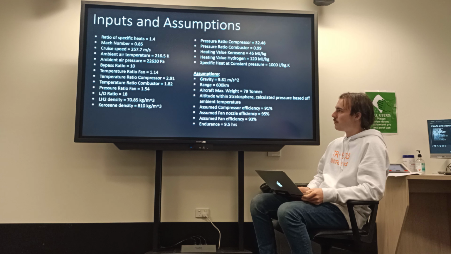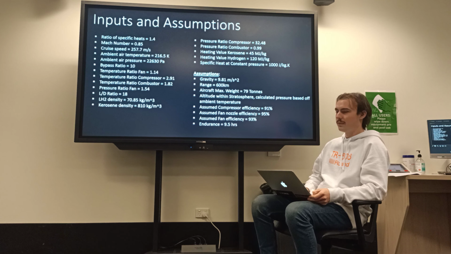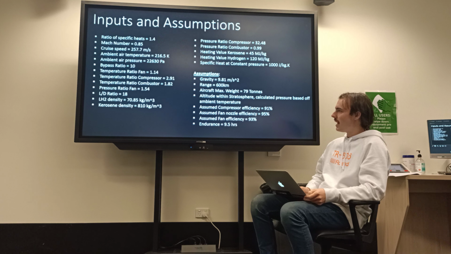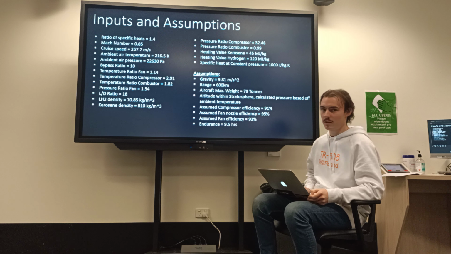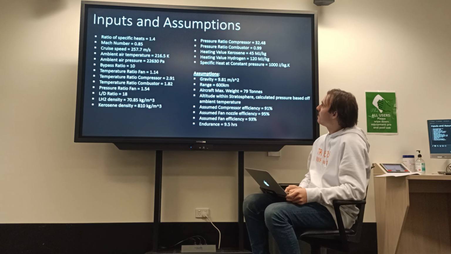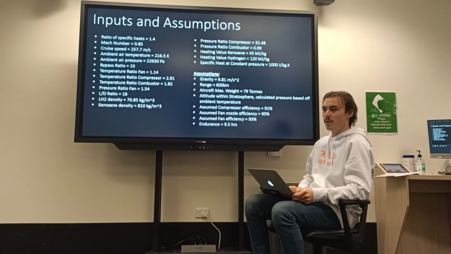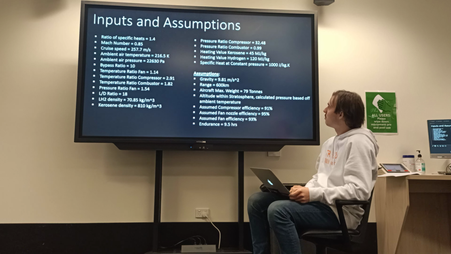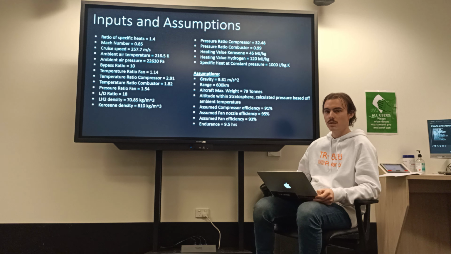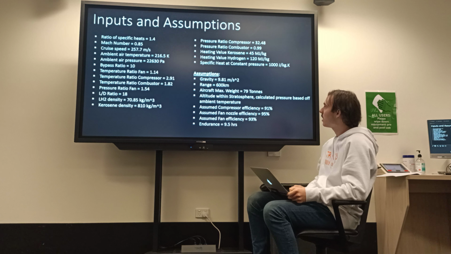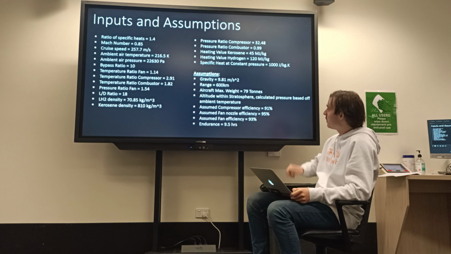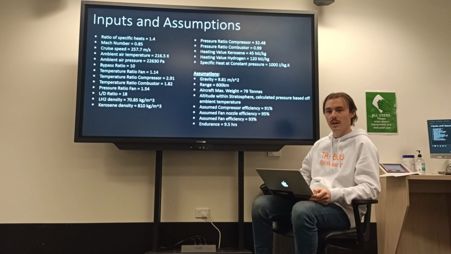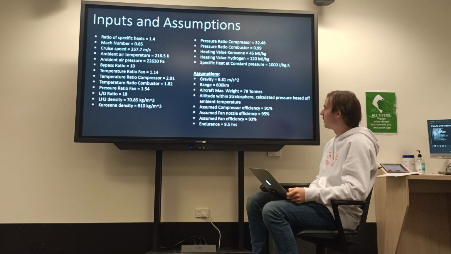The pressure ratio for the fan is 1.54, lift to drag ratio is 18, LH2 density is 70.85 kilograms per cubic meter, the kerosene density is 810 kilograms per cubic meter, the pressure ratio for the compressor is 32.48, and for the combustor is 0.99. Heating value for kerosene is 45 megajoules per kilogram, and for hydrogen is 120 megajoules per kilogram. Specific heat at constant pressure we assume to be 1,000 joules per kilogram Kelvin.